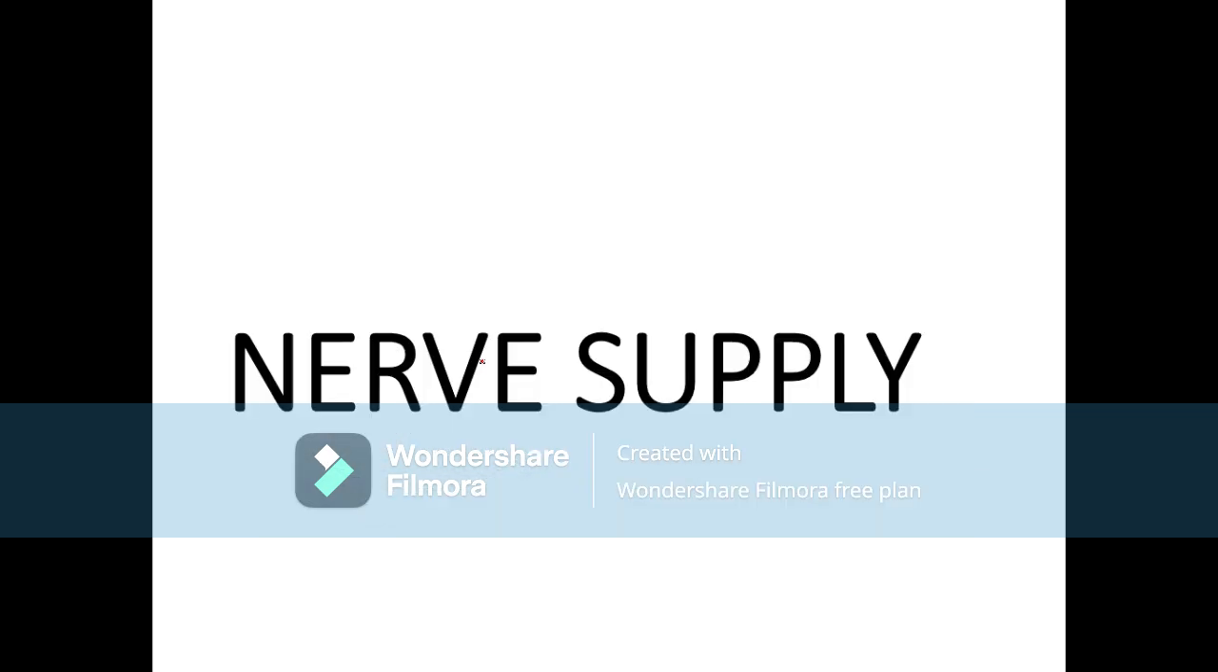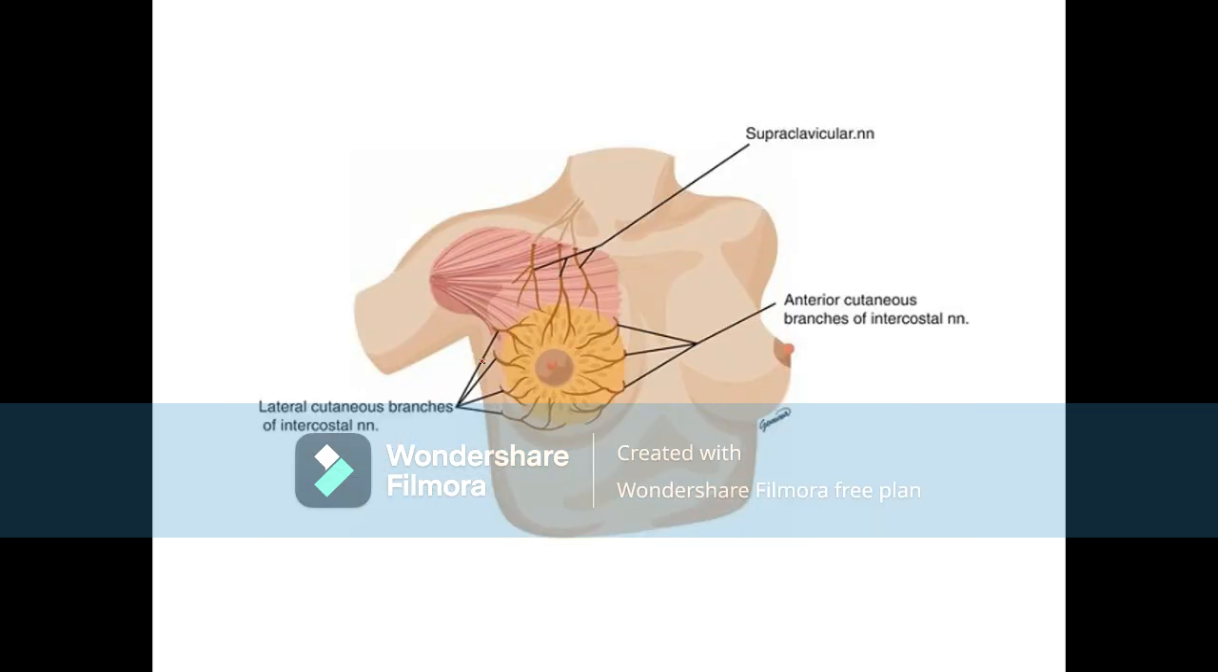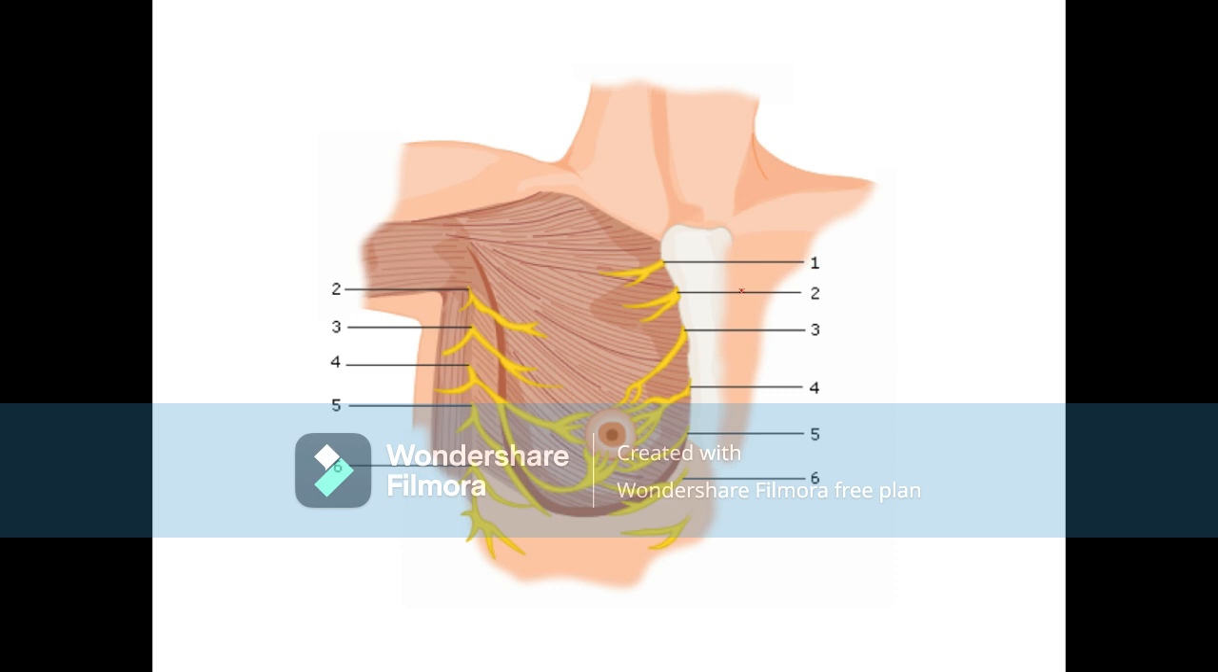Mainly, the breast is innervated by intercostal nerves. You have the anterior mammary branches of the intercostal nerves on the medial side. On the lateral side, we also have branches from the intercostal nerves. On the medial side, we have branches from intercostal nerves 3, 4, 5, and 6. Then on the lateral side, we have branches from 2, 3, 4, 5, and 6, all innervating the breast.